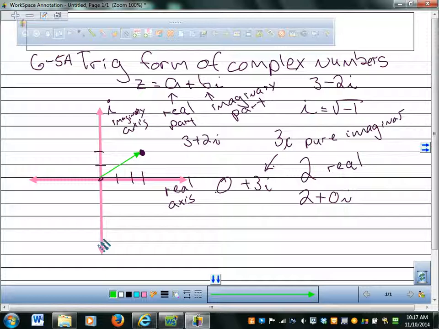Yeah. Why is i on the y-axis when x is the real axis? Just to confuse you. Just to confuse you.